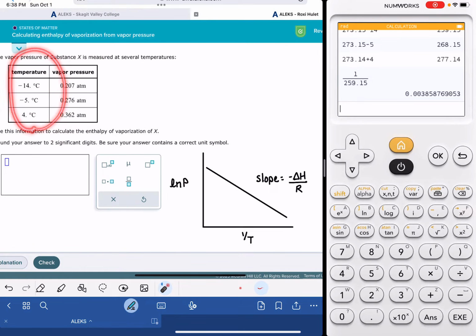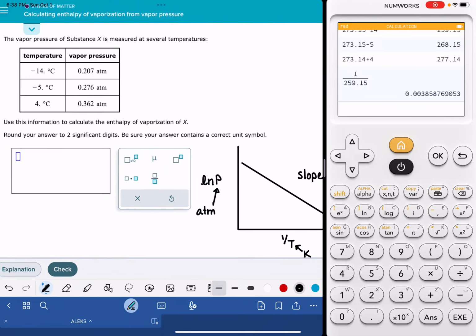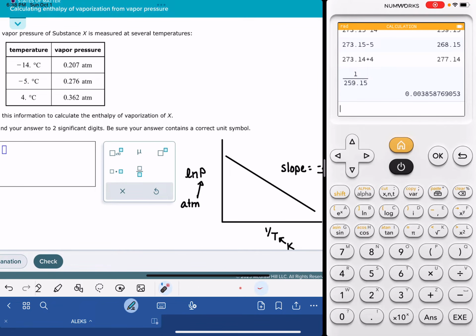We've been given the temperature. We need to know 1 over the temperature. In addition to that, there needs to be a little bit of unit conversion as well. When we calculate the natural log of pressure, the pressure needs to be in units of atmospheres, and that is actually what we have, so that's good. When we do the 1 over T calculation, that temperature needs to be in units of Kelvin, and that is not what we have. Our temperature is given to us in degrees C. So we're going to need to convert our temperature into Kelvin, and then we can calculate 1 over temperature. We also need to calculate the natural log of our vapor pressure. So let's just go ahead and do those calculations.